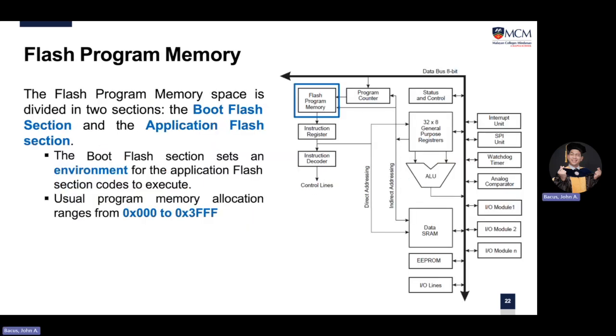Flash program memory in the Harvard architecture is divided into the boot flash section and the application flash. The boot flash section sets an environment for the application flash section codes to execute. The usual program memory allocation ranges from this one.